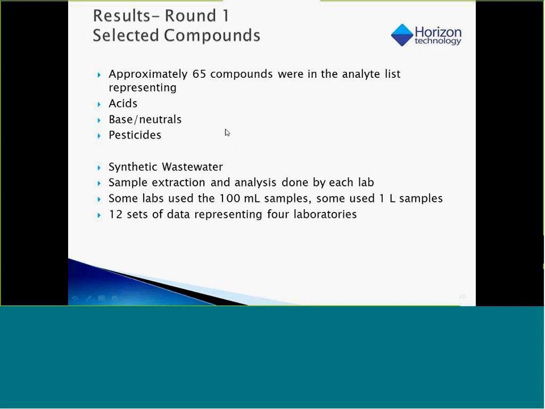So we'll talk a little bit about the round robin that we did with the Independent Laboratories Institute. Approximately 65 compounds in the analyte list, representing acids, base neutrals, and pesticides, and used synthetic wastewater. We also used a CLP extract in the second round robin, so we did a variety of different kinds of matrices. So in this case, the sample extraction and analysis was done by each lab that we worked with. Some labs used the 100 ml small samples, and some used the larger 1 liter samples. So we had 12 sets of data representing 4 laboratories.